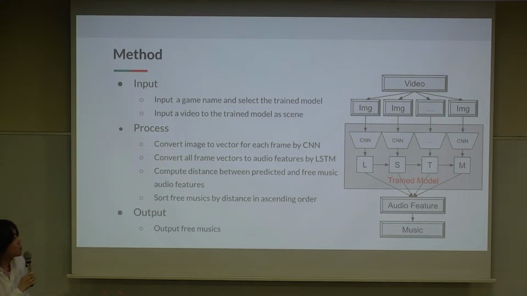First, convert the image to a vector for each frame by CNN. Second, convert all frame vectors to audio features by LSTM. Third, compute the distance between the predicted and free music audio features. Fourth, sort free music by distance. Finally, output free music.